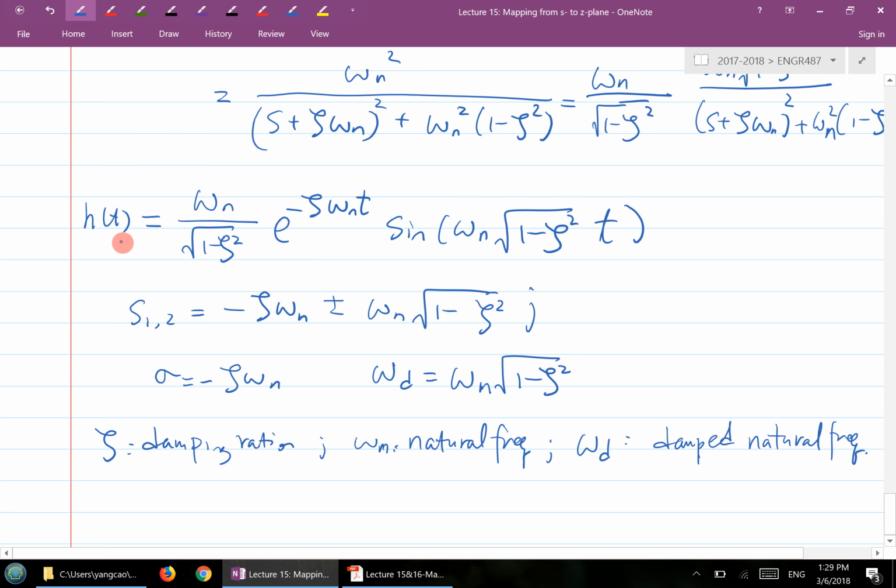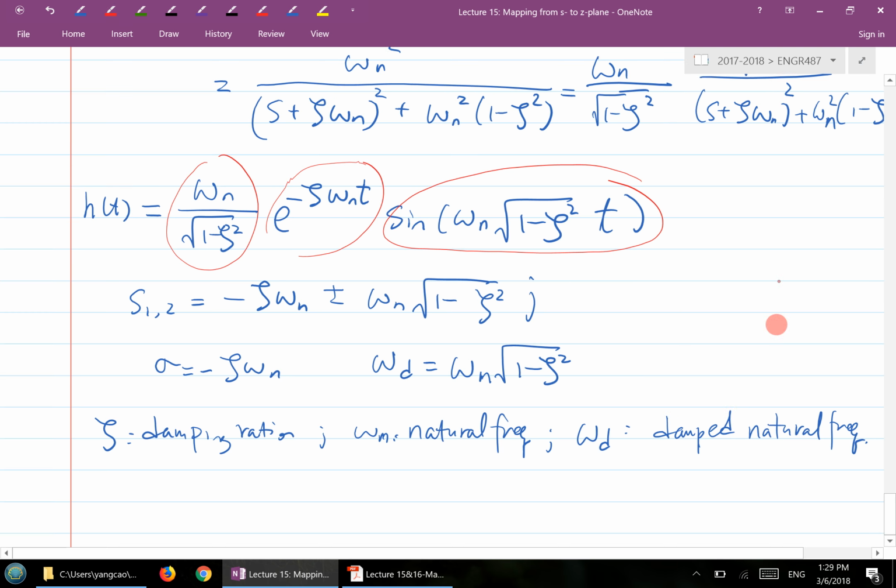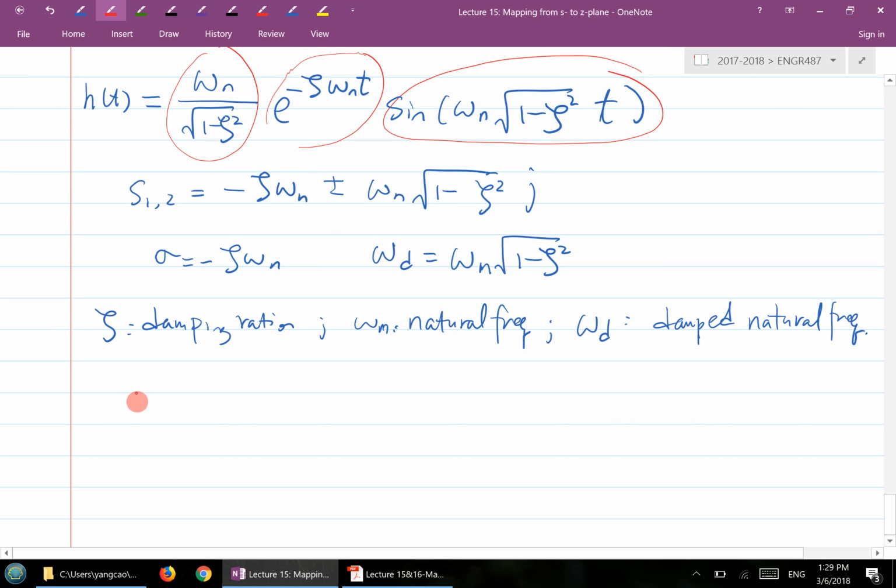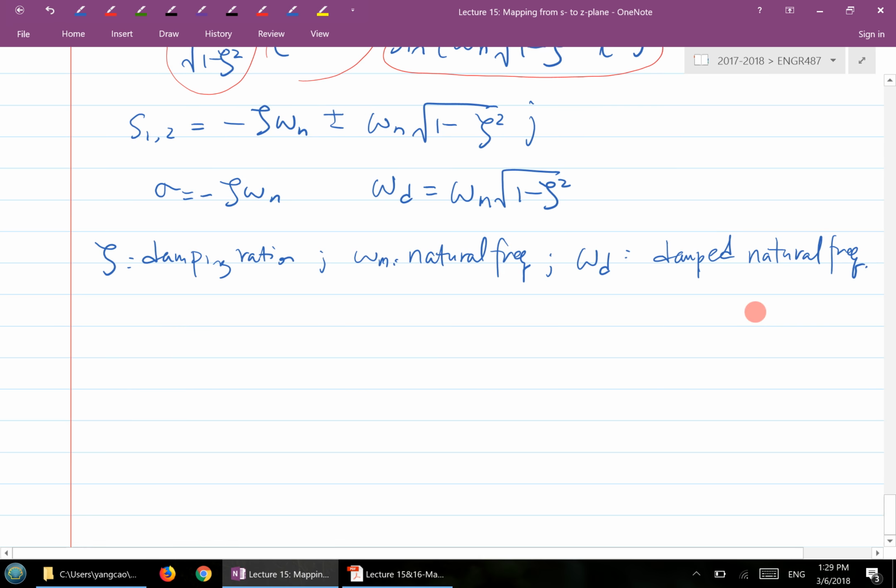And if you plot this h(t) here, essentially you have a constant gain here, then you have an exponential decay function, then you have a sinusoidal function here, right? So you multiply all of this together, and if you plot this h of t, it will look like this here, okay? And it's bounded by two envelopes.